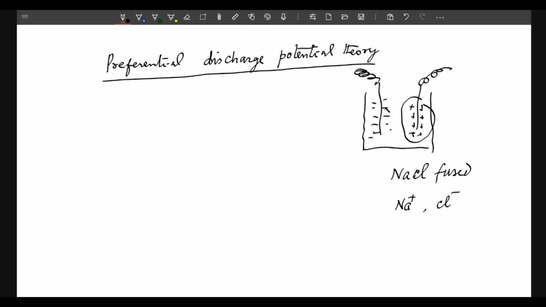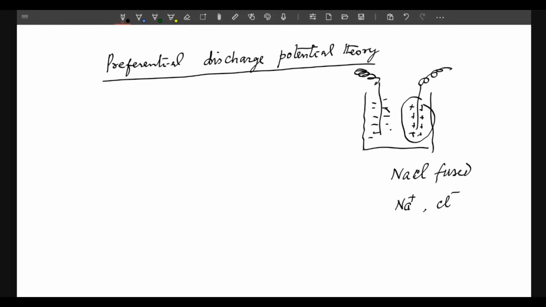Here, in the anode section, oxidation should be taking place. Therefore, which species has less oxidation potential? Which has less discharge potential? That would easily undergo oxidation. And in the cathode section, the cation is going to be discharged. Therefore, the one having lower negative reduction potential would undergo reduction first.